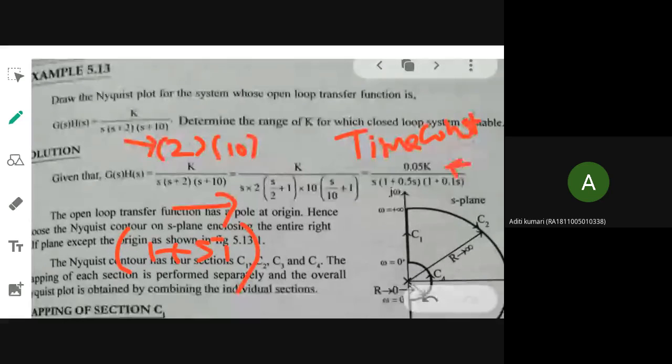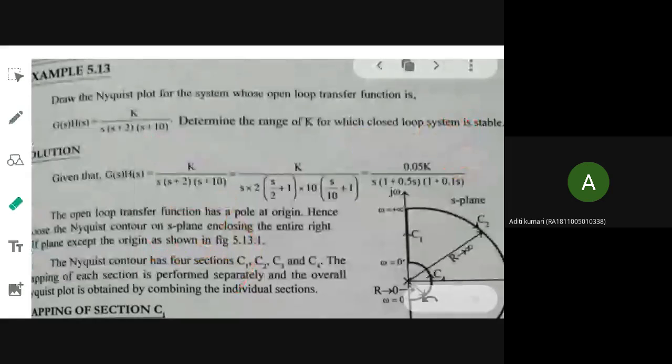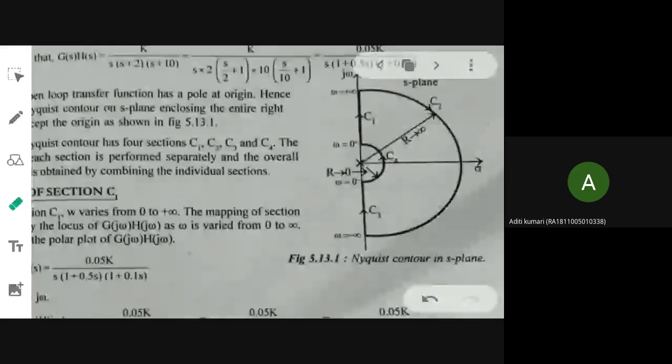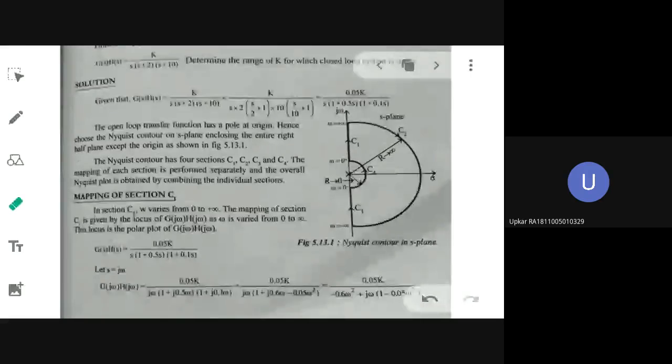Now, the next thing you need to do is, before discussing system stability, how many segments are there in the Nyquist contour? 3 or 4? C1, C2, C3, C4, right? Four segments. So you have to consider each and every segment, and each segment should be mapped onto what plane now?